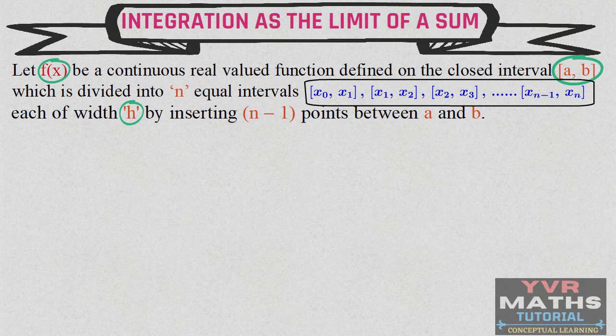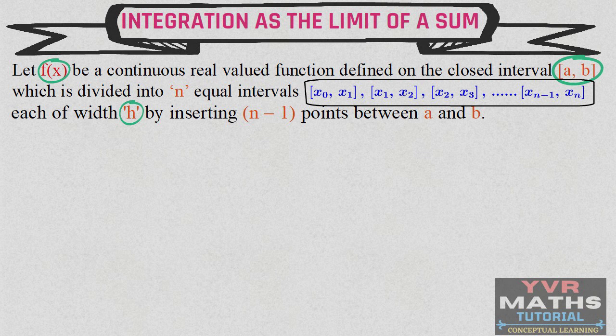So what is x1 then? x1 is a plus h. And then what is x2? a plus 2h. And so on up to xr, the general element. xr is equal to a plus rh. And so on. What is xn? xn is nothing but b. So b is nothing but a plus nh.